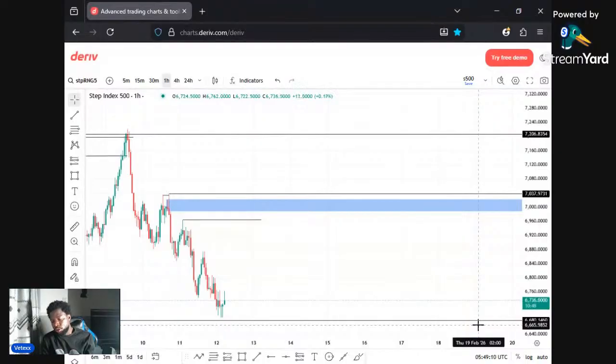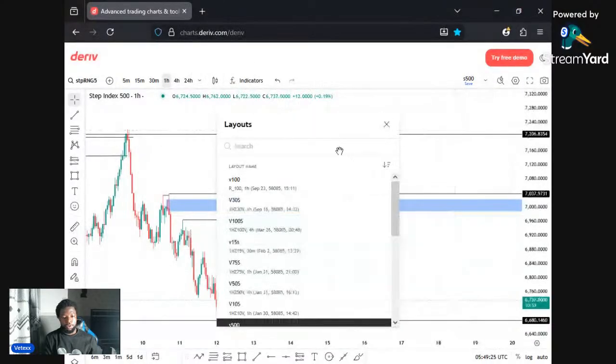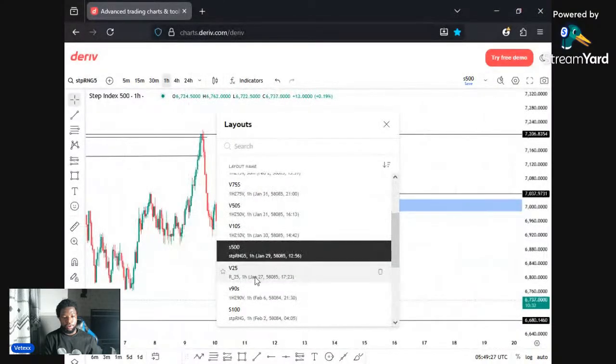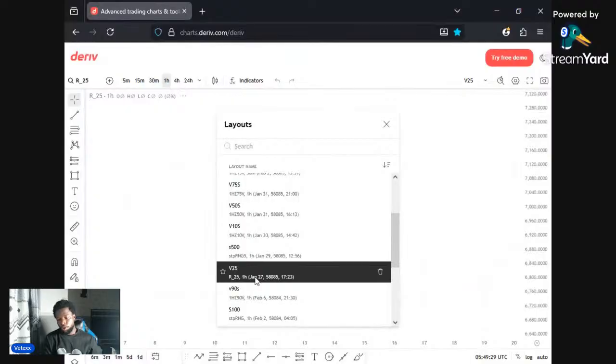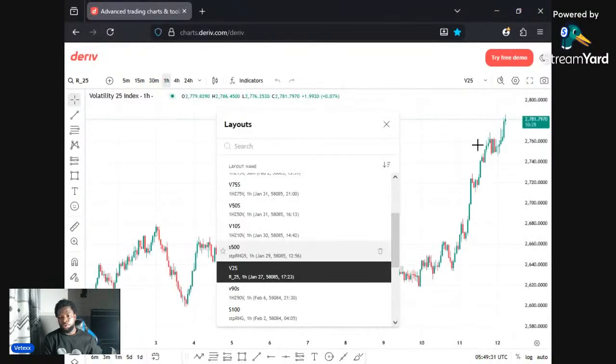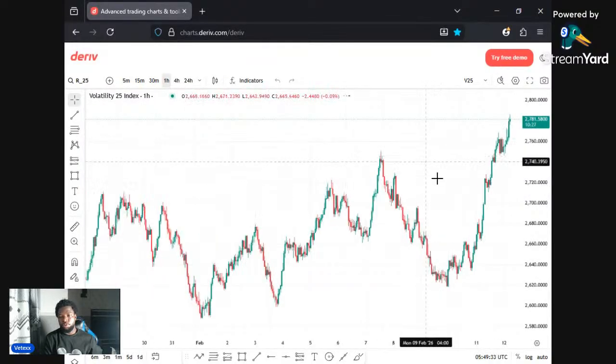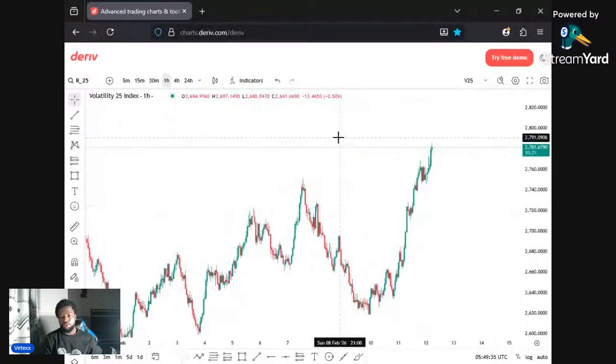So let's check the next pair. V100S gave us a structure for continuation yesterday, but it didn't come back to it, and it has already smashed the target. So we'll be cancelling it from what we are looking for. I'll be checking the next pair, which is V25. We had a sell on V25 yesterday, but it didn't give us a continuation structure. It got invalidated.